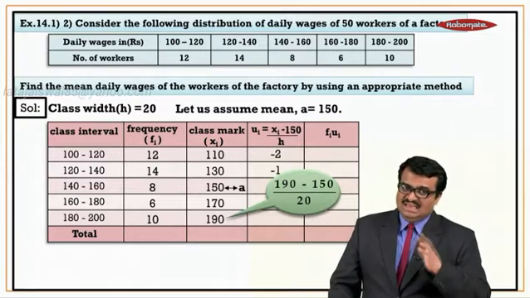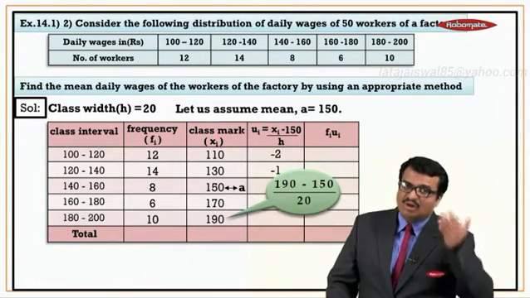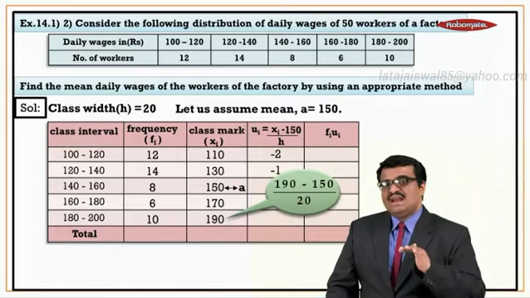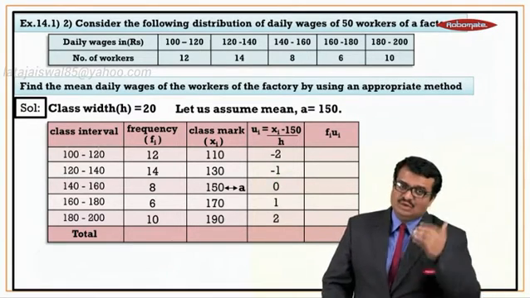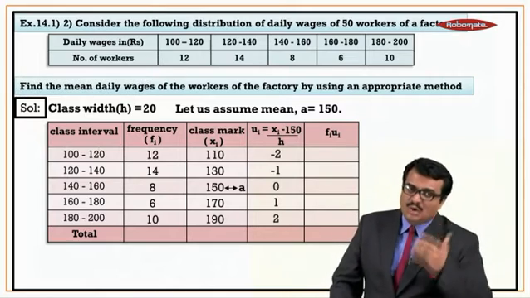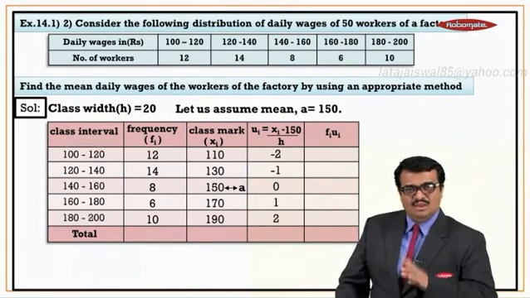For 190, ui is xi minus 150 upon h, that is 20. 190 minus 150 is 40. 40 upon 20 is 2. Okay. So all the ui's are ready. This way you can calculate.